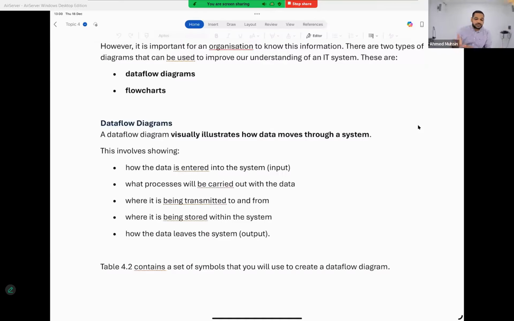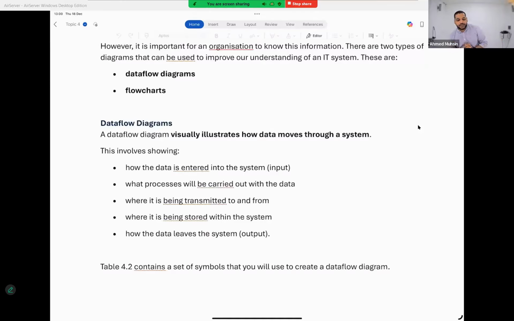And how the data leaves the system. So you give the barcode number, in return, what do you get? The product name and product price, right? Or you give the barcode, in return, what do you get? You get a bill of all the products that you purchased. Okay, sounds confusing. Bear with me. It will make sense to you all.